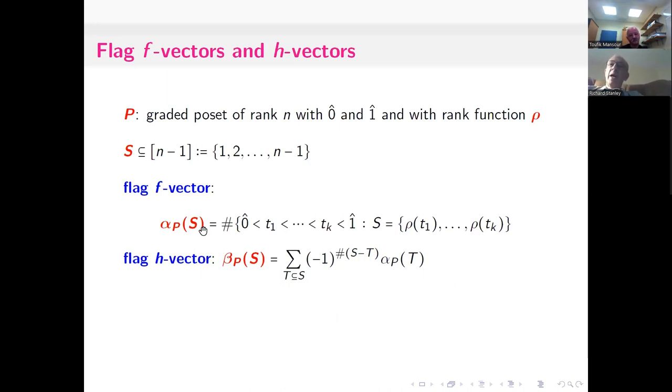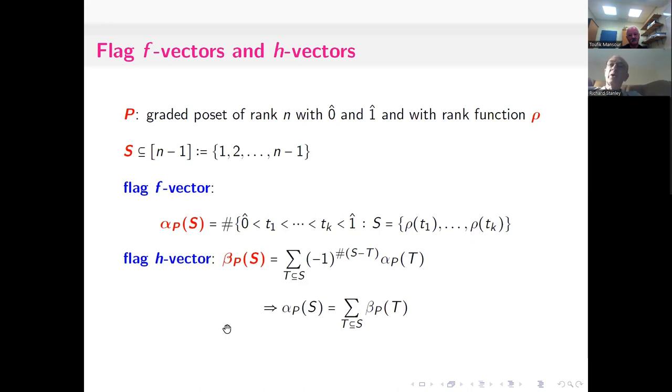If S was all of {1, ..., n-1}, then we would be counting the number of maximal chains in our poset P. The flag h-vector of P is this function β_P, which is defined by a kind of inclusion-exclusion sum involving alphas. We can invert this sum and get an equivalent definition, that α_P(S) is a sum over T contained in S of β_P(T).